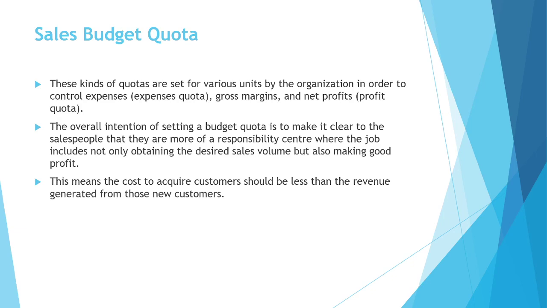Sales budget quota. These kinds of quotas are set for various units by the organization in order to control expenses, gross margins, and net profits. The overall intention of setting a budget quota is to make it clear to the salesperson that they are more of a responsibility center where the job includes not only obtaining the desired sales volume but also making a good profit. This means the cost to acquire customers should be less than the revenue generated from those new customers.